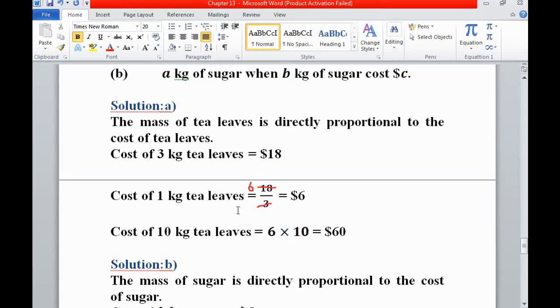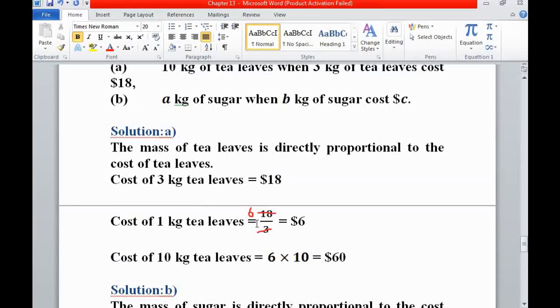So it is clear that if the cost of 3 kilogram tea leaves is $18, then the cost of 10 kilogram tea leaves will be $60, because these two quantities, the mass of tea leaves and the cost of tea leaves, are in direct proportion.